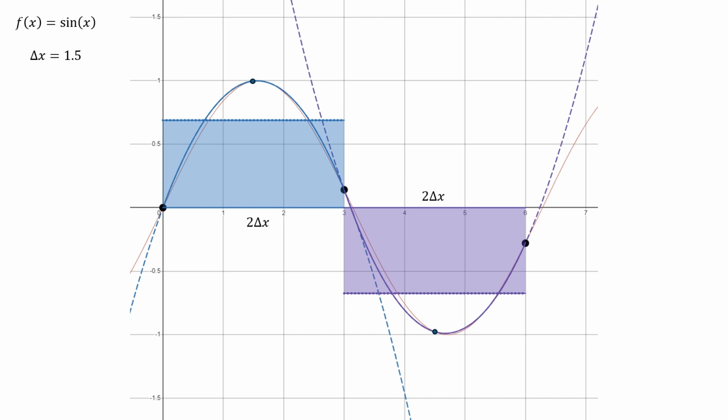Now, as you can see, the area of these rectangles is going to be 2 delta x, which is 2 times 1.5, or 3 in this case, times the heights of these rectangles. But the height of each rectangle is the average value of the quadratic function, fitting each set of 3 points. I'm going to label these points so you're ready for the next part.